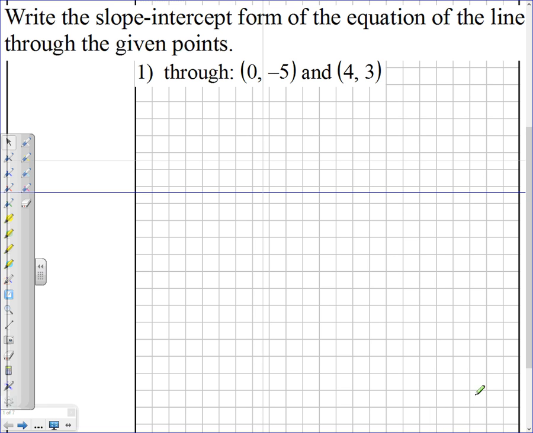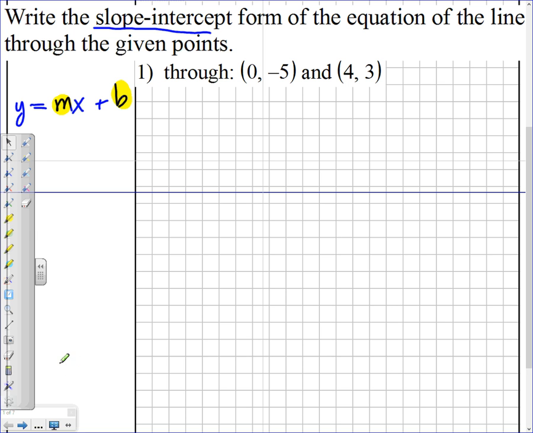In this video, I'm gonna show you how to write the equation of a line through any given points. Okay, they want me to write the equation in slope-intercept form. That form will look like this: y is equal to mx plus b. M is the slope, and b is the y-intercept. Once I find those values, I can answer the question.